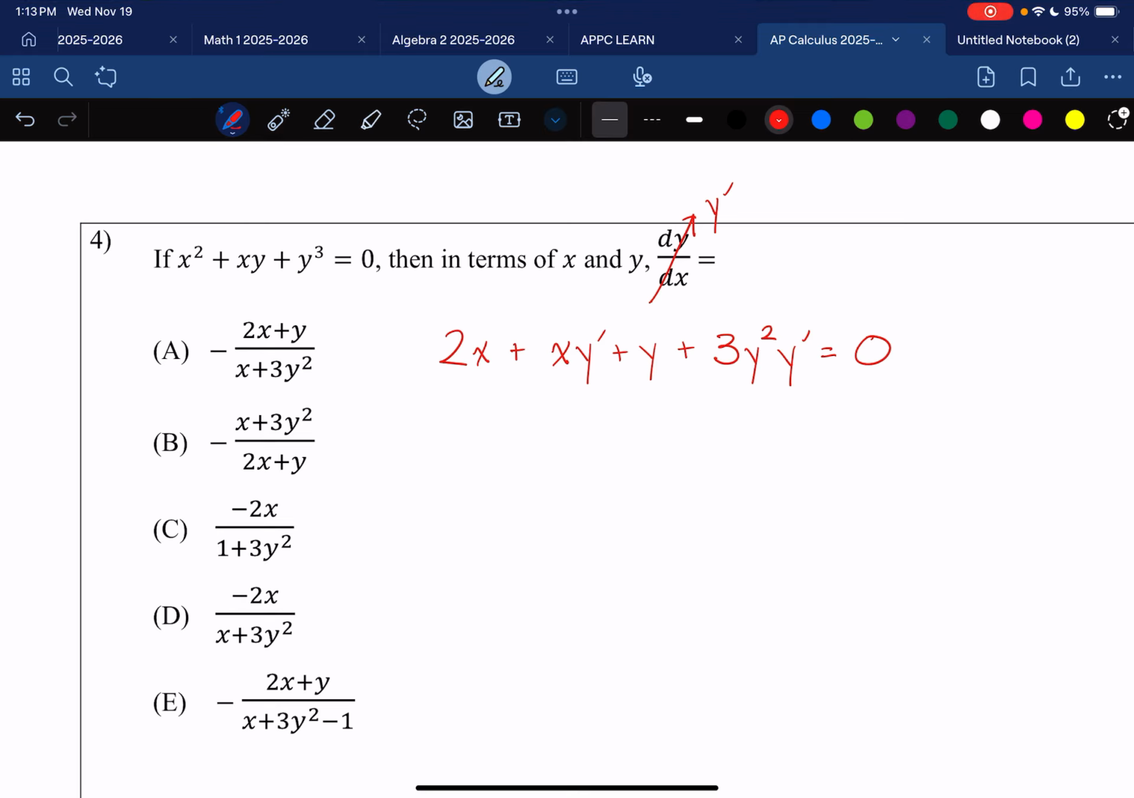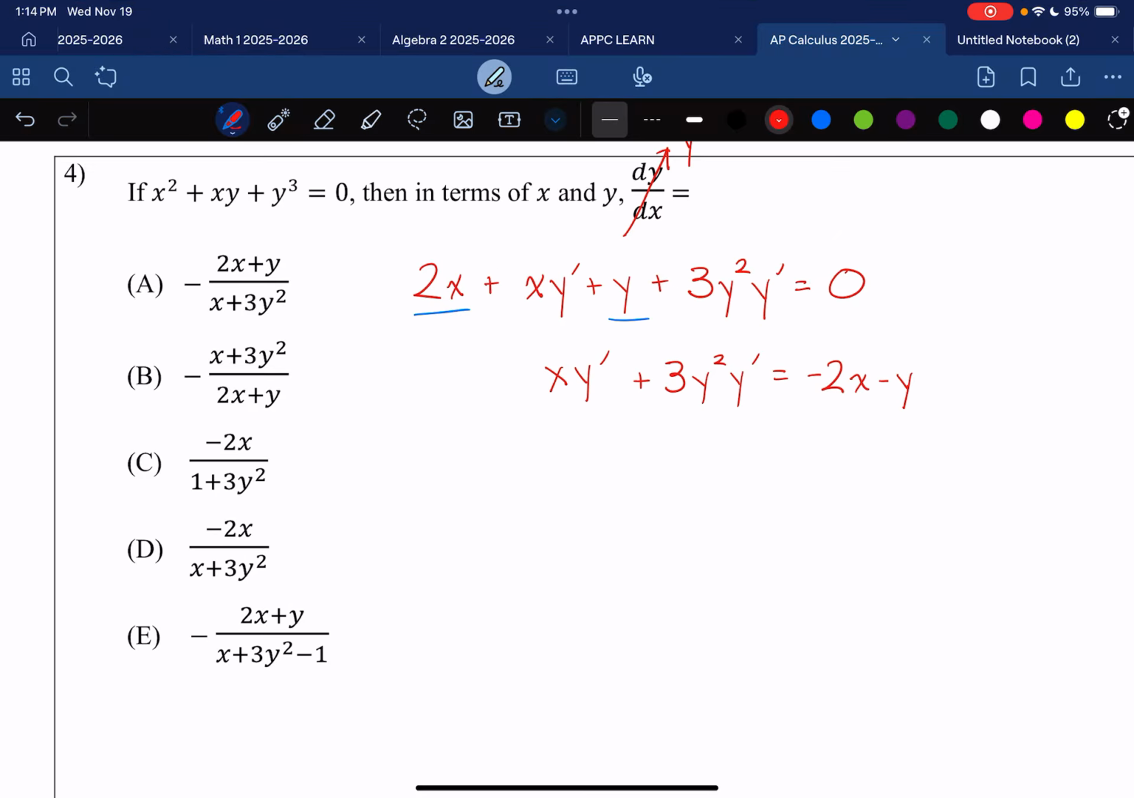Unfortunately, we have nothing to plug in, so we have to do some rearrangement. The first thing that I'm seeing is there are two terms that don't belong. This 2x and this y are going to go to the other side by subtracting that on both sides. So I have x y prime plus 3y squared y prime on the left, and on the right-hand side, I have a negative 2x and a negative y. From there, I'll factor out my y prime term.